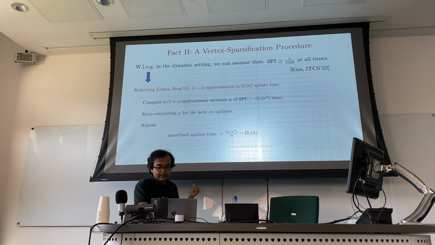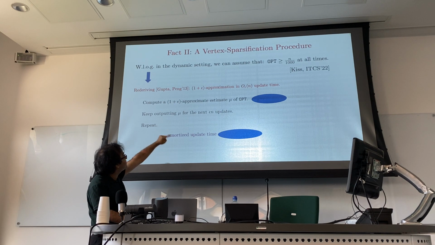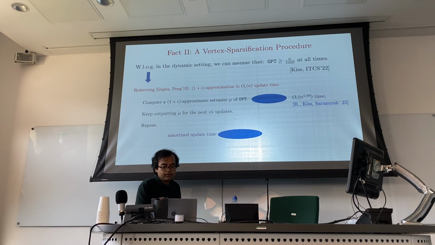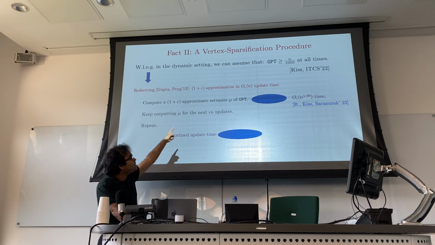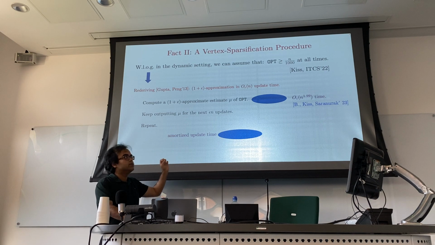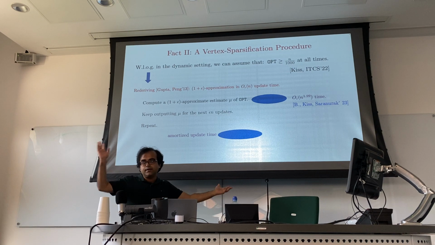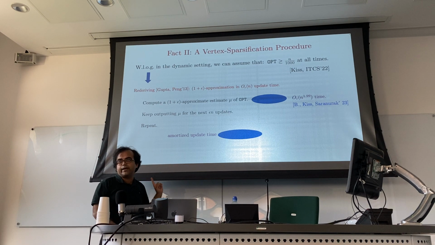Now, what we very recently showed was this first line, that compute a 1 plus epsilon approximate mu of opt. Instead of n squared time, we can do it in n to the power 1.99 time. This is a very recent result that's currently under submission. And this is just a sublinear algorithm. There is nothing dynamic going on in here. You just want to get a 1 plus epsilon approximate estimate of maximum matching size in better than n squared time. This is what we get.